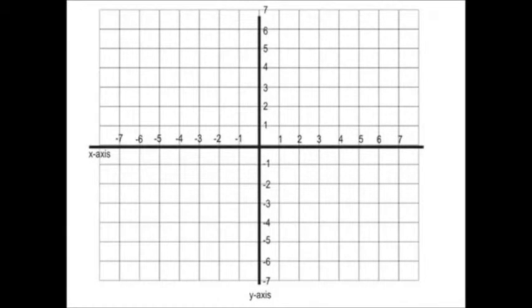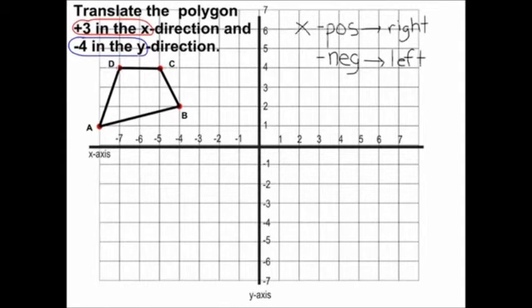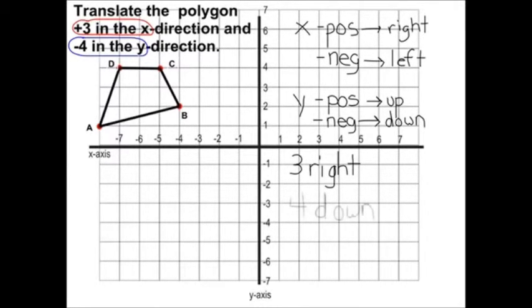In this lesson, we are going to translate a polygon positive 3 in the x direction and negative 4 in the y direction. Whenever moving an object in the x direction, it simply means moving it to the left, which would be a negative movement, or to the right, which would be a positive movement. Because it is positive 3 in this case, we are going to be moving our polygon to the right. And in the y direction, this always means to move it either up or down. A negative number means we have to move our object down. A positive number means we have to move it up in the y direction. In this case, we are going to move our polygon 3 units to the right and 4 units down.